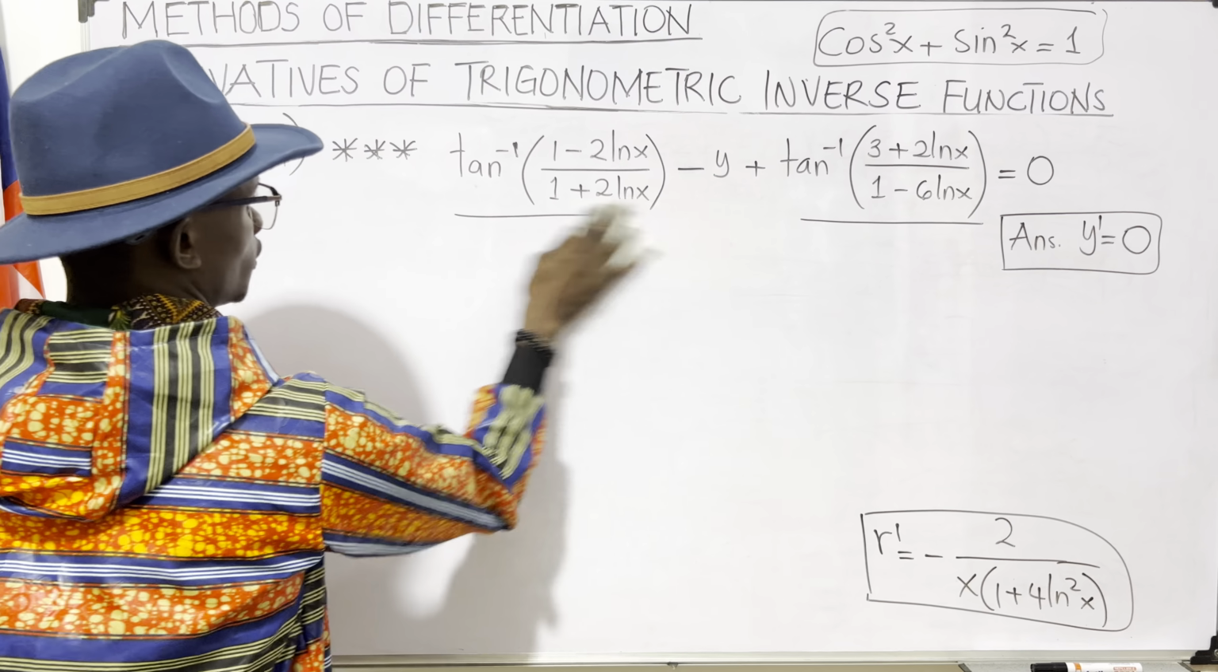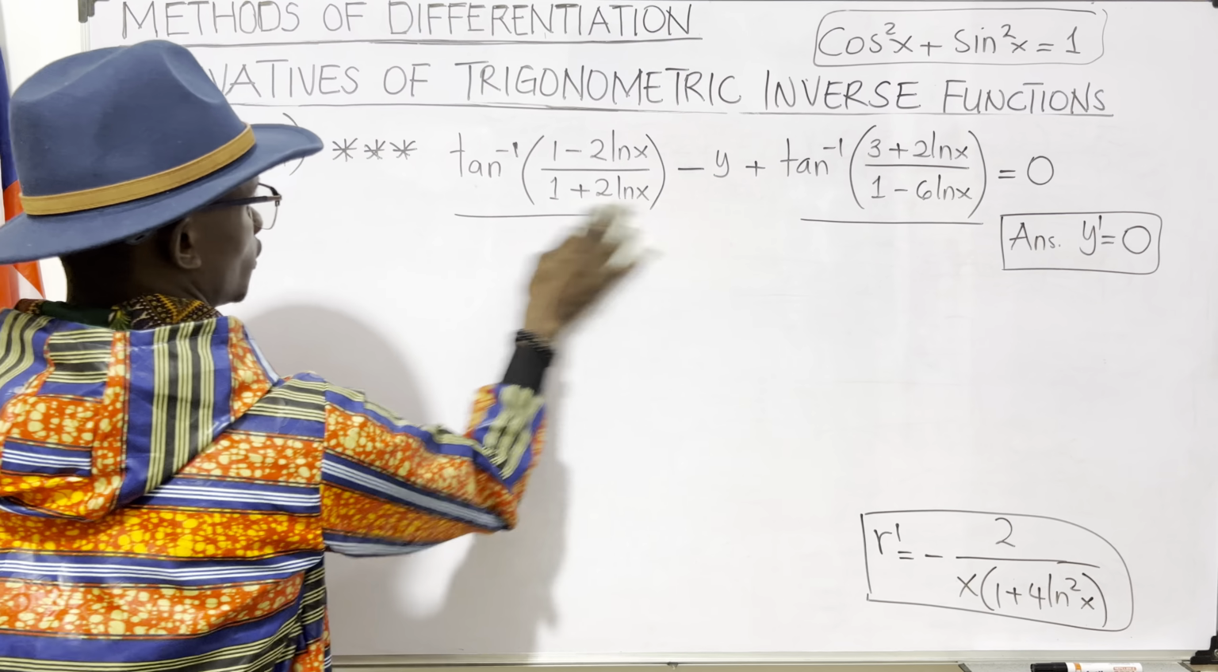So now we say let P, for instance, P equals tangent inverse of (3 plus 2 ln of x) over (1 minus 6 ln of x). So we differentiate. P prime equals 1 all over 1 plus x squared, and this is our x, so it's (3 plus 2 ln of x) all squared divided by (1 minus 6 ln of x) all squared, times the derivative of this particular angle.